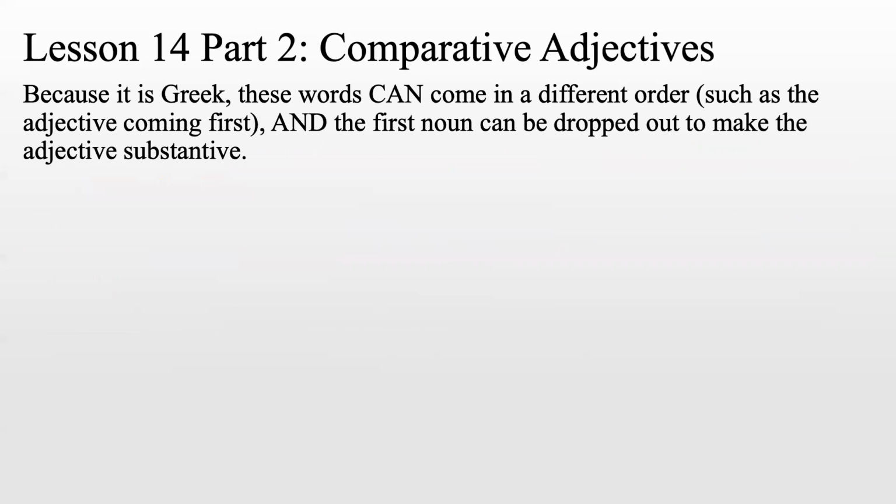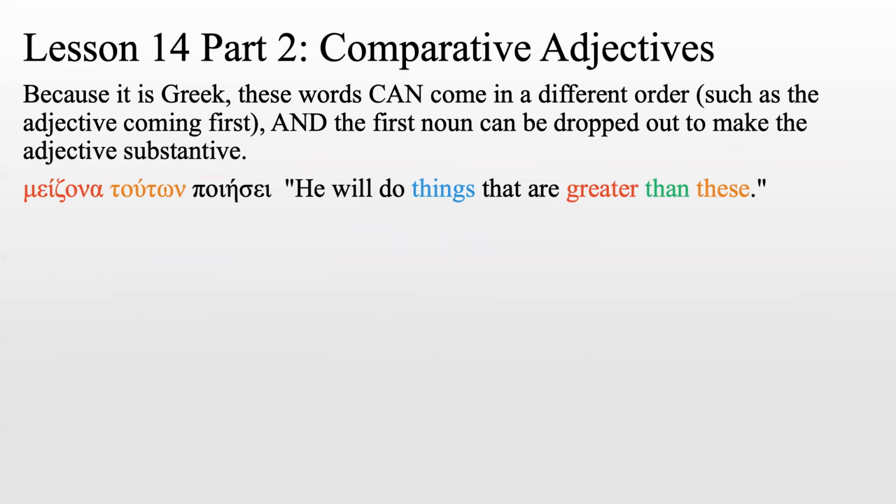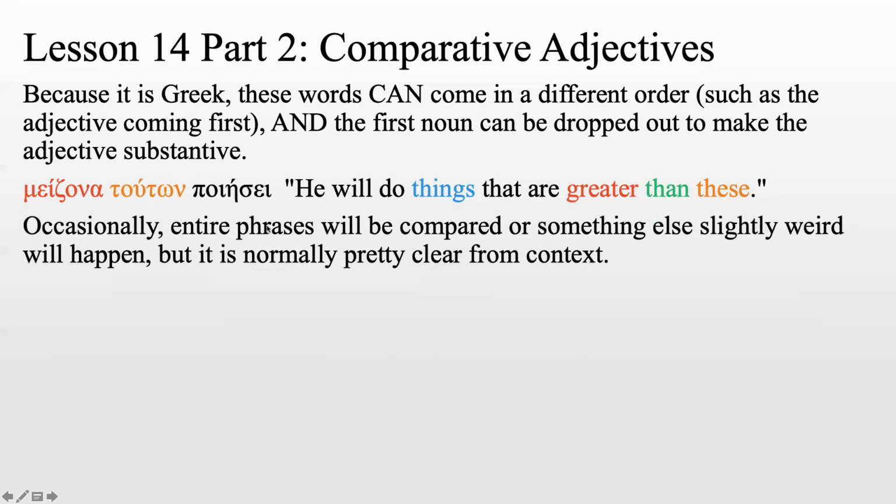Because it is Greek, these words can come in a different order, such as the adjective coming first. And the first noun can be dropped out to make the adjective substantive. So here's an example of one. He will do things that are greater than these. So this is the he will do. There is no things in this sentence, but we can pull it out of the ending. And then a greater, we have to supply our than, and then a these or a these things.